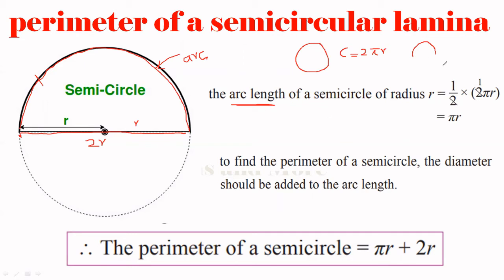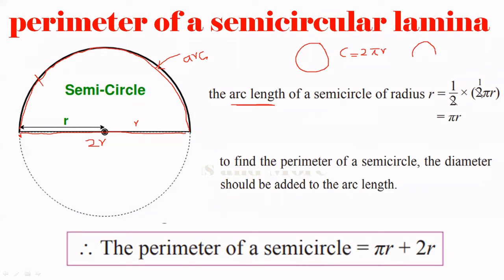Semicircle means half of this. Therefore, we multiply this 2 pi r by half. Multiplying by half means getting half of this. So, half into 2 pi r.